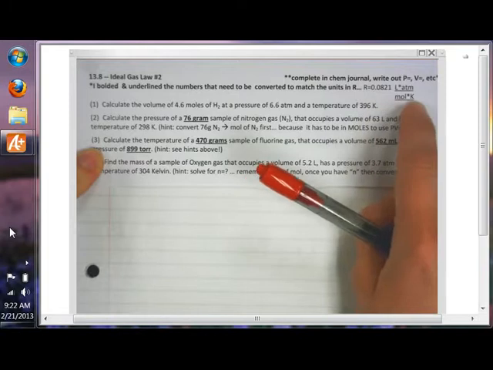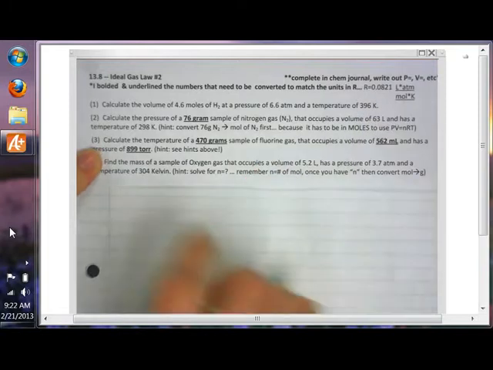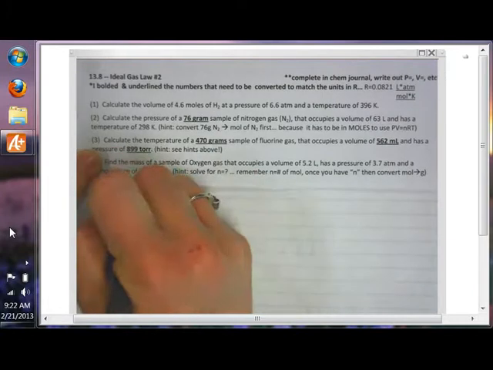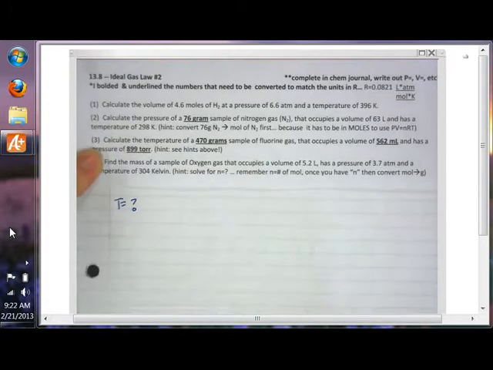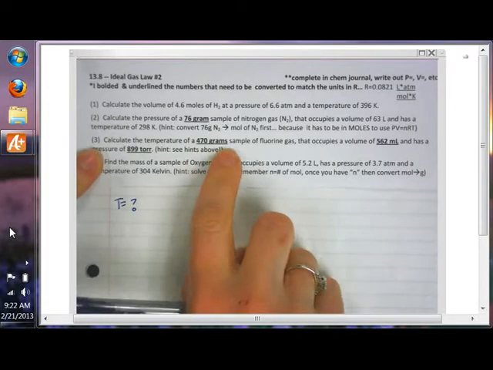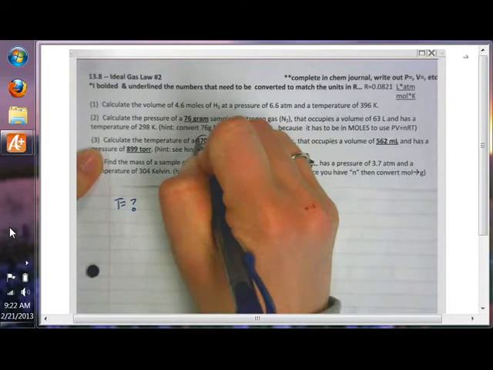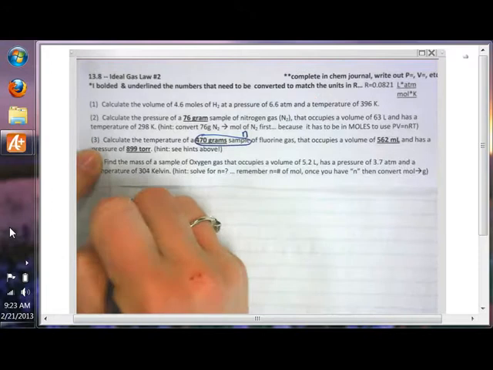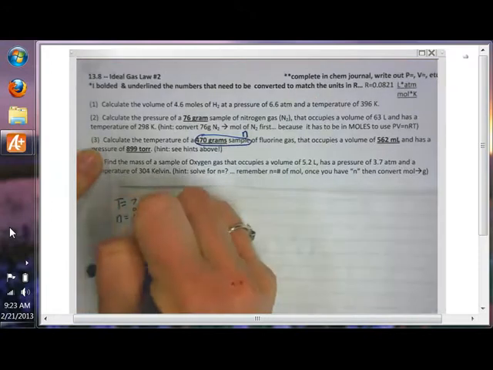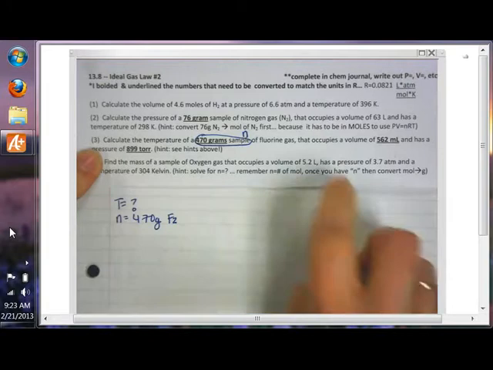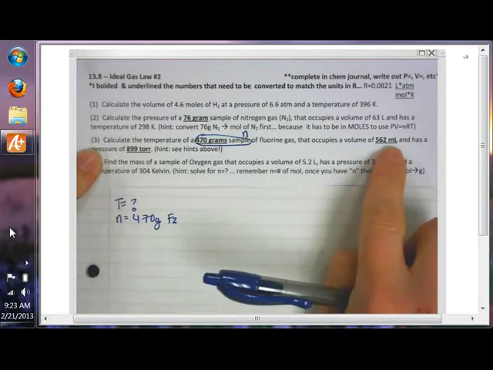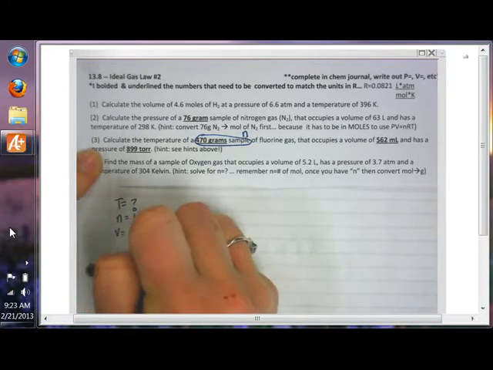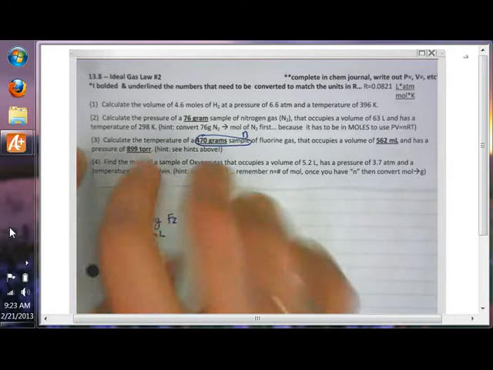So I'm going to go ahead and start out with number 3. I'm going to do this one for you. Calculate the temperature. So they want temperature. The 470 grams sample, that is actually my N. So N equals 470 grams of F2, that occupies a volume of 562 milliliters, so that's volume, at 899 torr, which is my pressure. So pressure equals 899 torr.